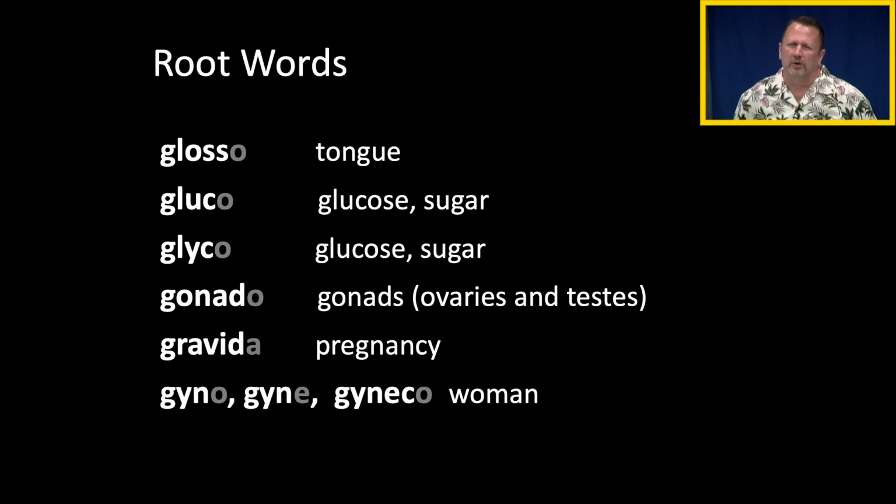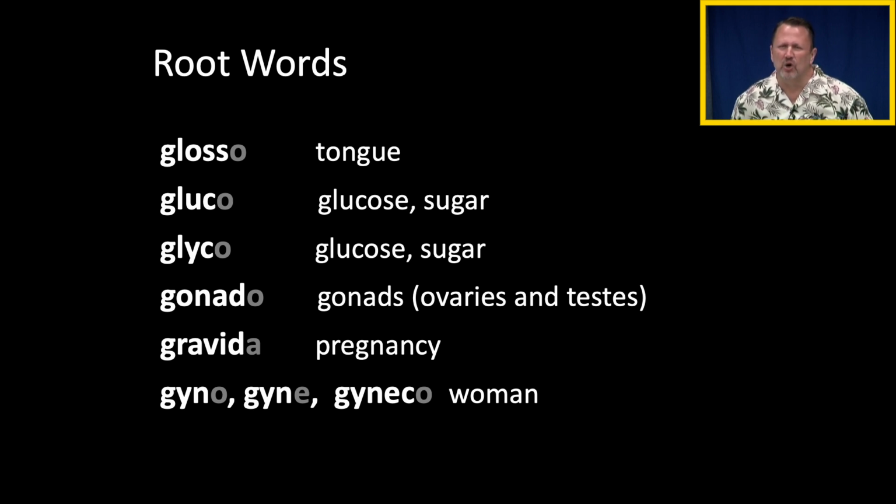All right, gluco, as in glucose, as in sugar. Same thing with glyco. Notice there's just a small change in spelling between those two words. They mean the same thing. So hyperglycemia is sugar too high, glucose too high. Hypoglycemia, hypo-low glycemia, is glucose, sugar too low.